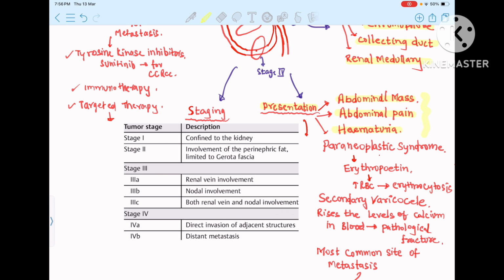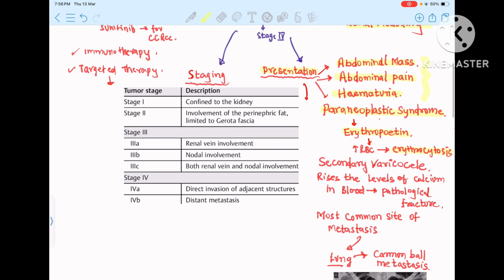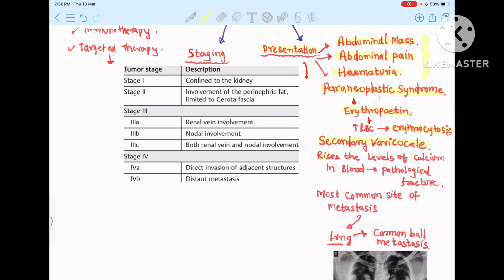Now next we have the paraneoplastic syndrome. It causes erythrocytosis by increasing erythropoietin. Then it causes secondary varicocele. Generally varicoceles are seen between the age of 20 to 30 years, but in renal cell carcinoma it is seen beyond 50 years. It also causes a rise in the levels of calcium in the blood, which leads to pathological fractures.